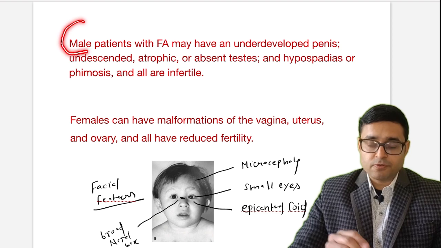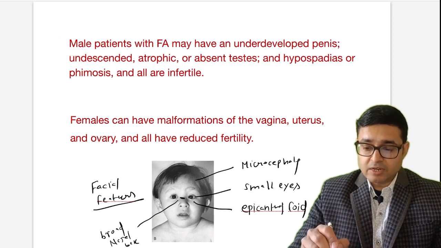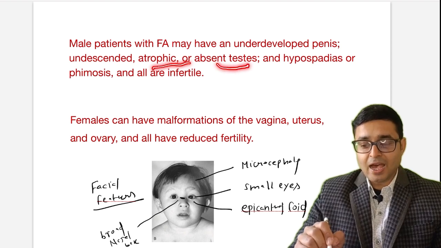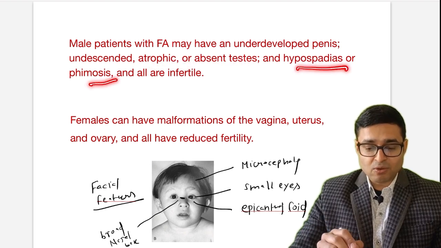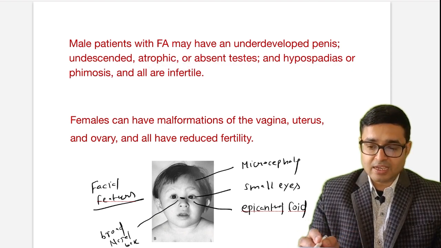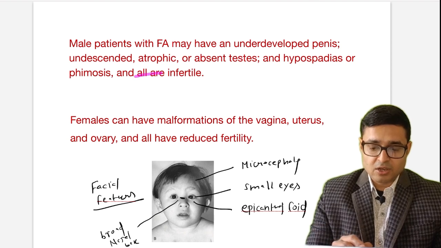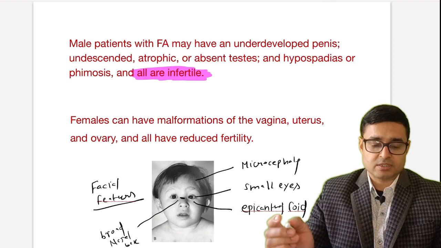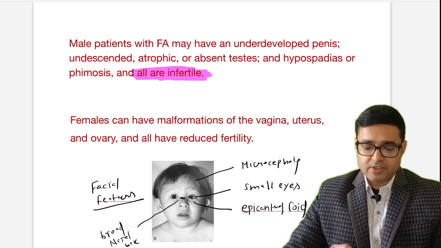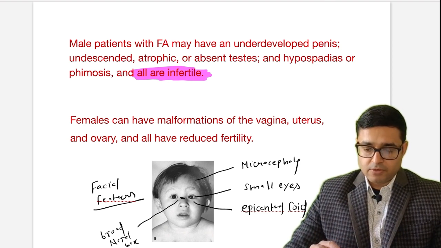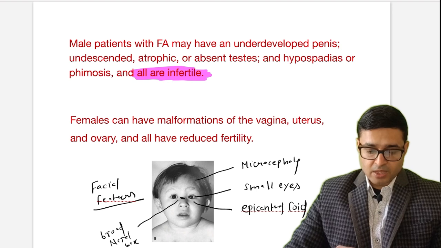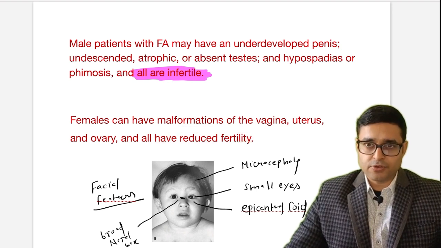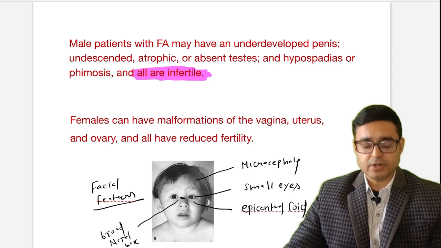Important. Male patients of Fanconi anemia have underdeveloped penis, undescended, atrophic or absent testis, hypospadias, phimosis. All are infertile. Again, this is very important. Females can have manifestations in the vagina, uterus, and ovary, and all have reduced fertility. So males are all infertile and females have reduced fertility.